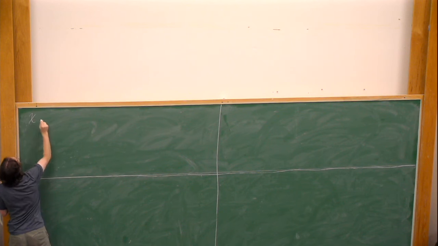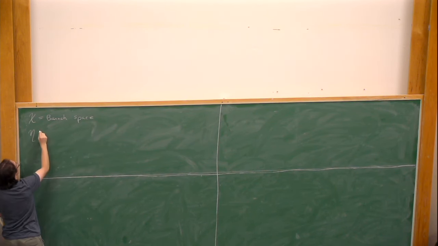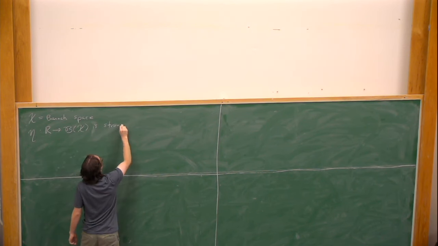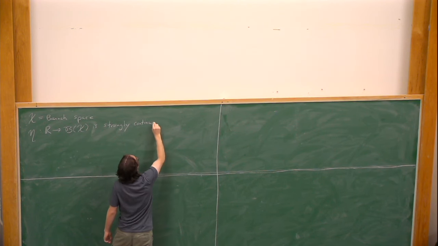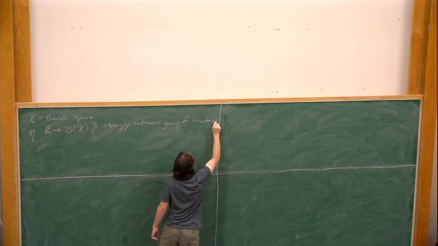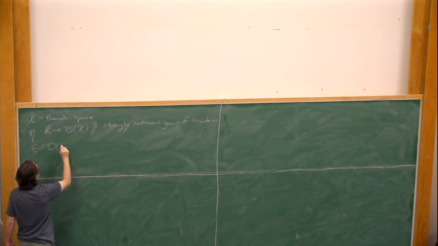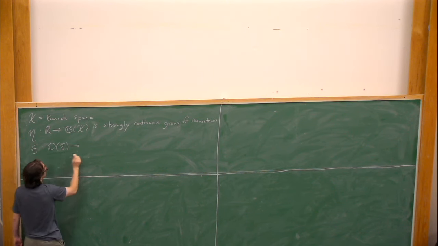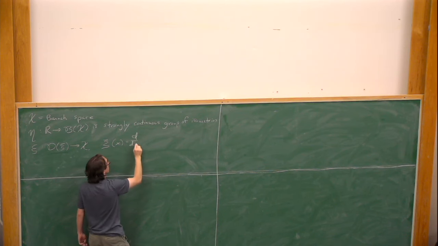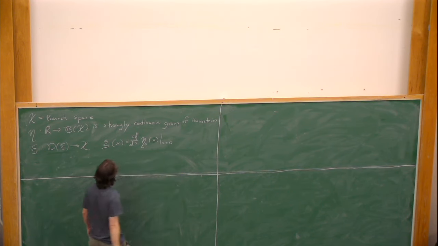OK, so curly X here is going to be a Banach space. Eta is going to be a one-parameter group of isometries, strongly continuous. And I'll define Xi to be its generator. So this is defined on some dense, or on some linear subspace, and it takes values in X, and it's the derivative. As we had before, it's the derivative of the family of isometries at s equals 0.